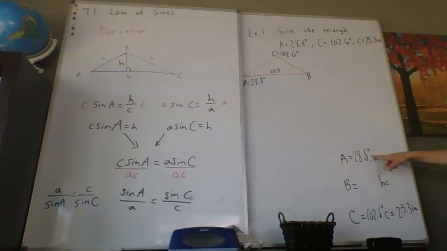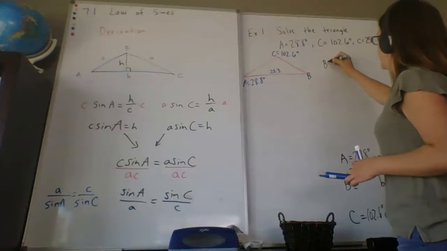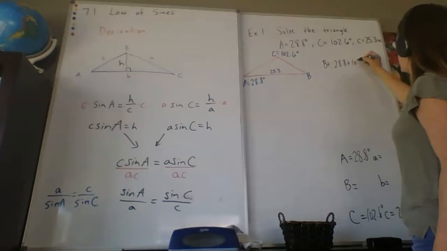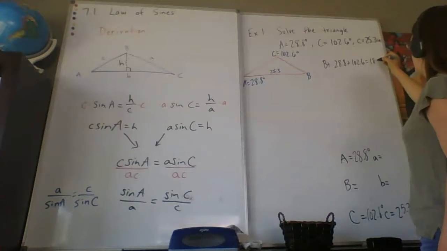Since we have two angles of our triangle, we can find the third angle since all three angles must add up to 180 degrees. Therefore, B plus 28.8 plus 102.6 must equal 180.